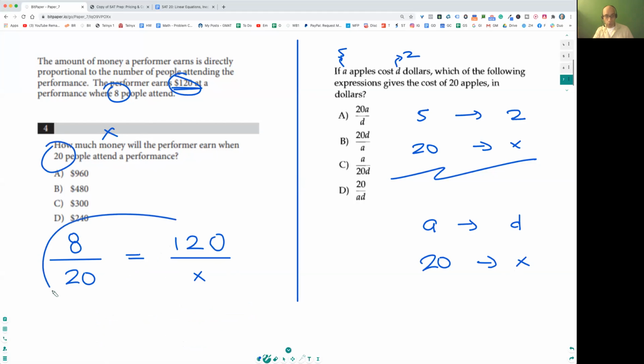Now, this is, of course, the ratio. I'm pretty sure you remember it. All you've got to do is cross multiply and set the equality. Your 8x is equal to 120 times 20. So, okay, perfect. Well done, guys.